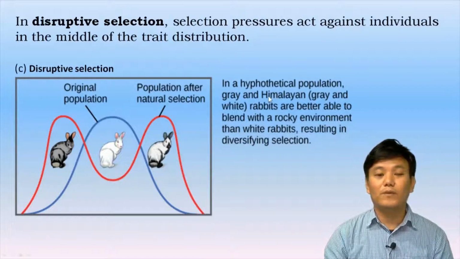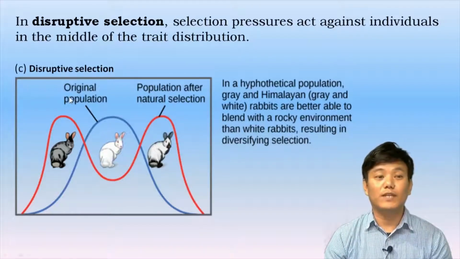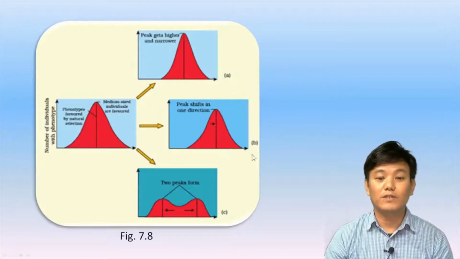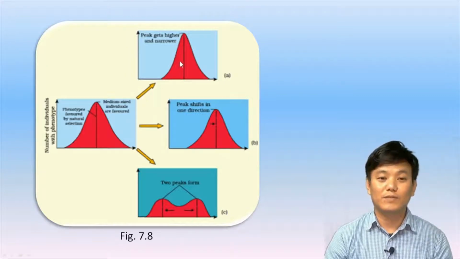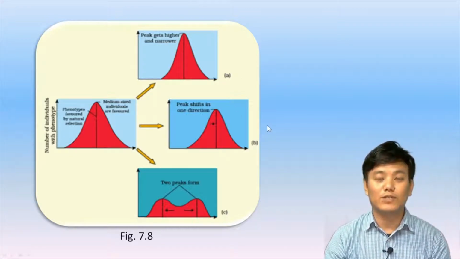Okay, so I hope you understood the three types of natural selection, and that you will be able to explain the diagram given in your textbook, figure number 7.8. This diagram describes the three types of natural selection: the stabilizing selection, the directional selection, and the disruptive selection.